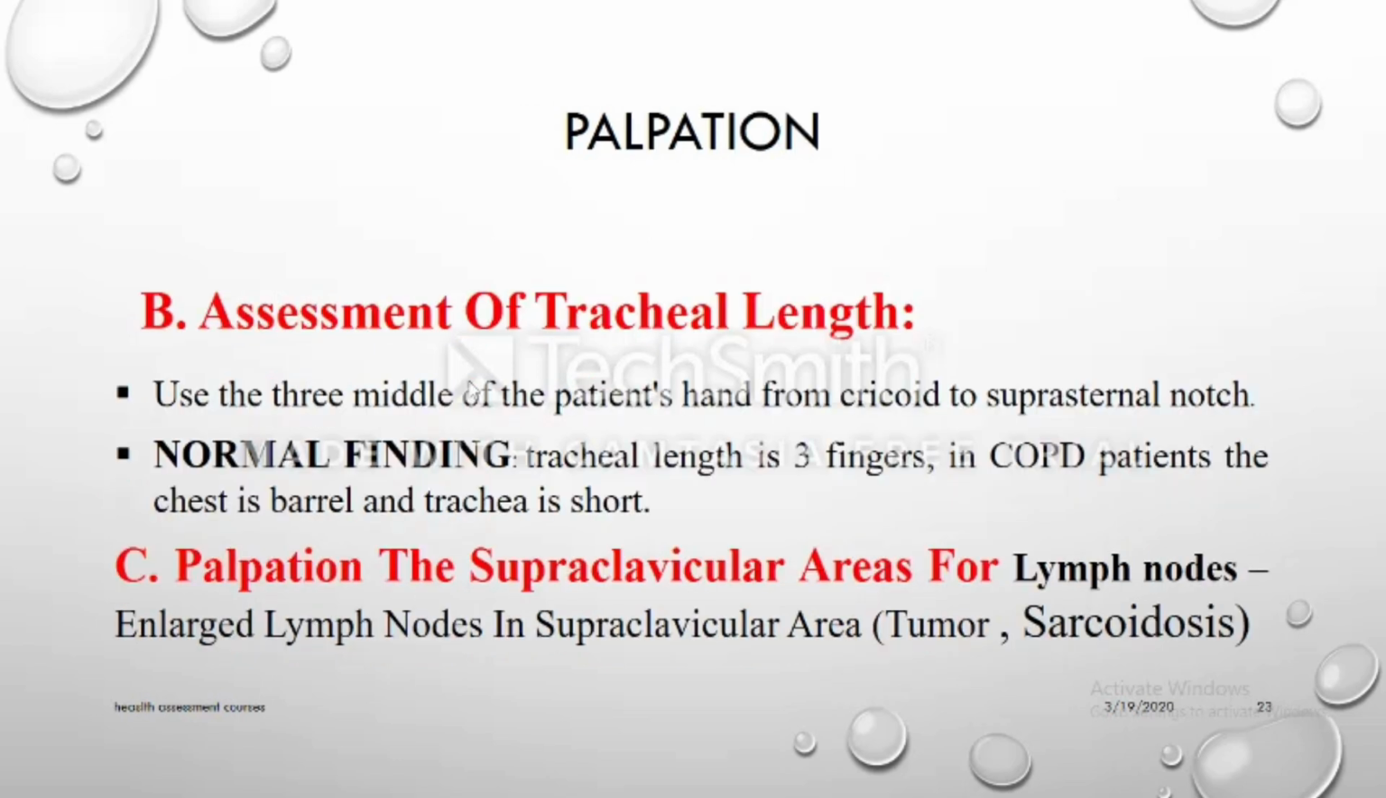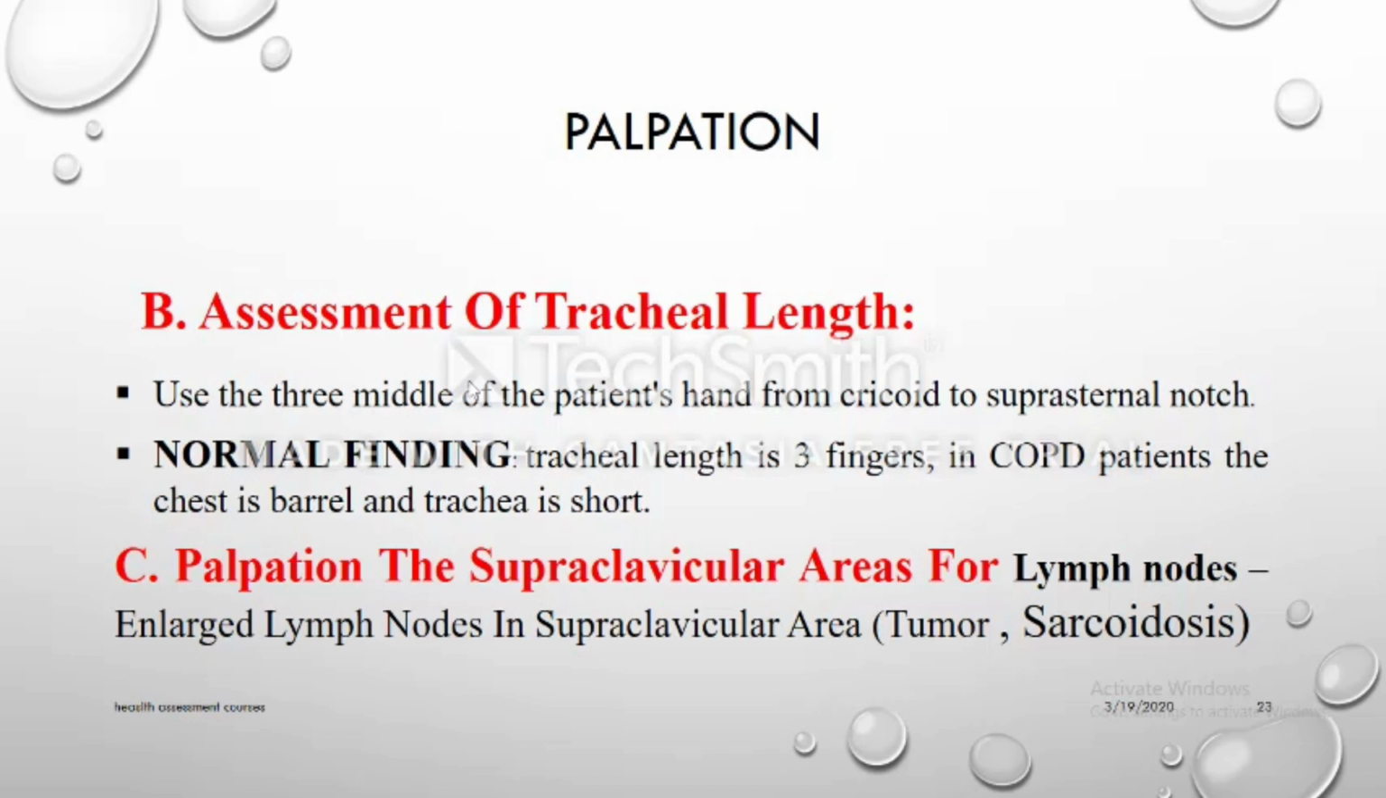Palpation for the assessment of tracheal length: we will use three fingers in the middle of the patient's hand, from the cricoid to the suprasternal notch. Normal finding, we will assess that the tracheal length is three fingers. In COPD patients, the chest is parallel and the trachea is short.